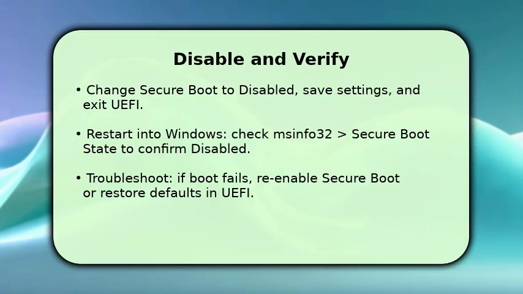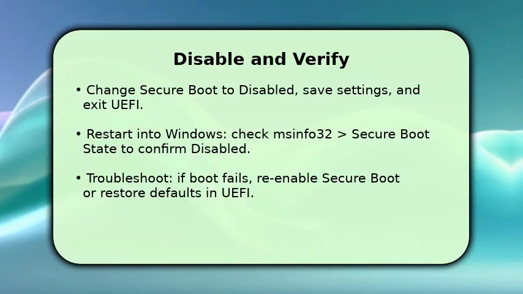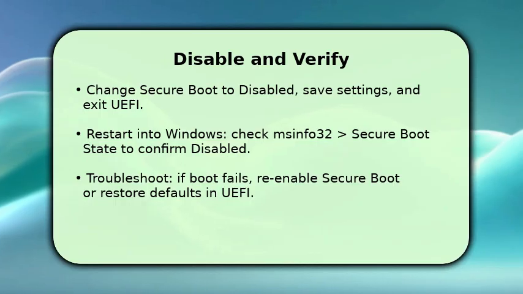Once Windows restarts, open Run, type msinfo32 and check Secure Boot state to confirm it reads Disabled. This verifies success. If the system fails to boot after disabling, don't panic.